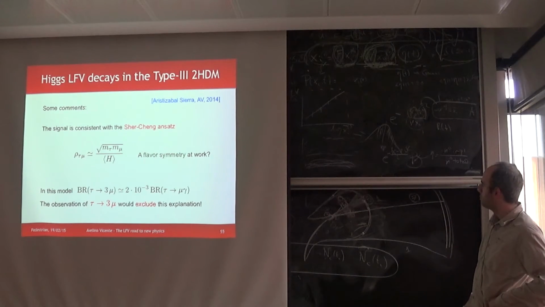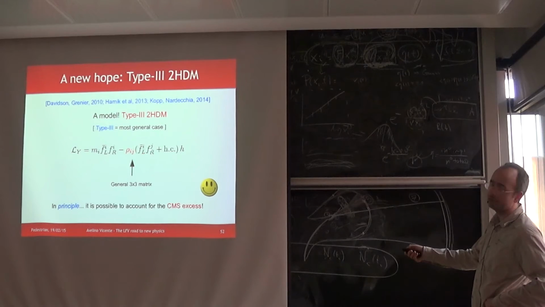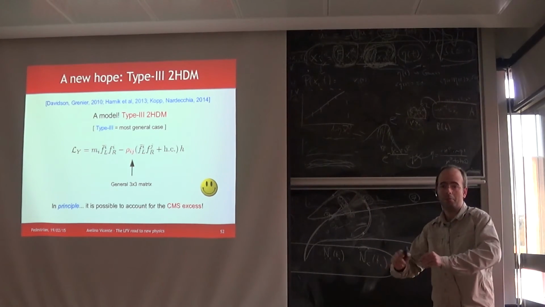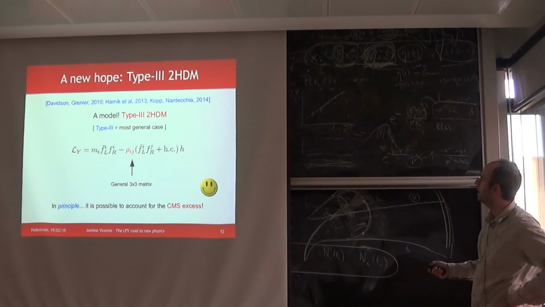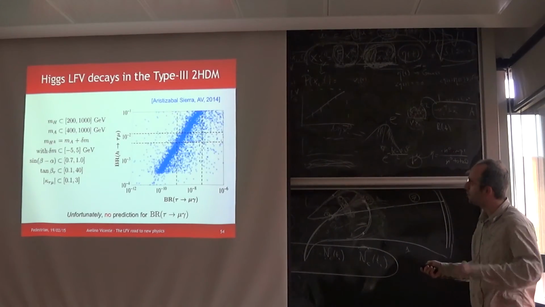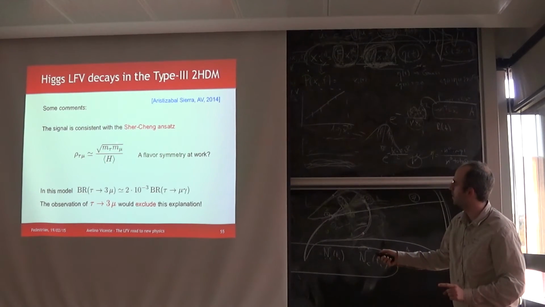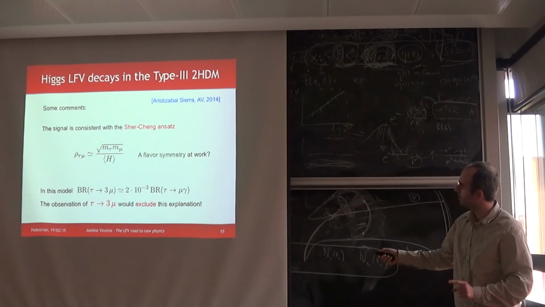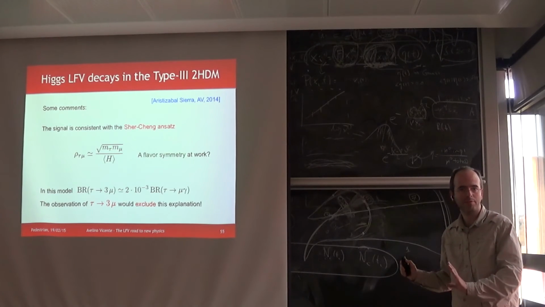Now let me make a few comments about this result. One of the things that is really curious about this is that, as I said, this coupling here, which is the diagonal coupling of the Higgs, is totally general. Could be whatever. It's a matrix with entries, which are numbers, and that's it. However, the number you need to reproduce the CMS result is basically this number here. So the number you need is very close to the ratio between this product of masses divided by the Higgs vev.